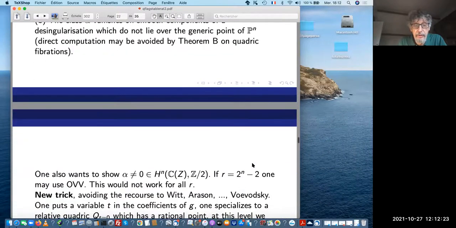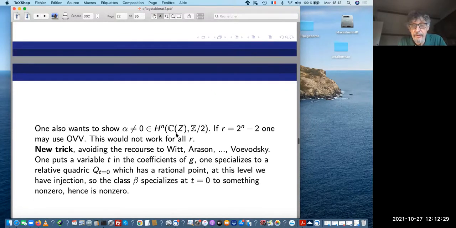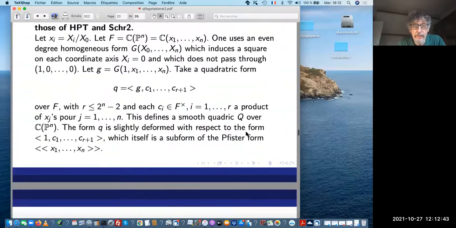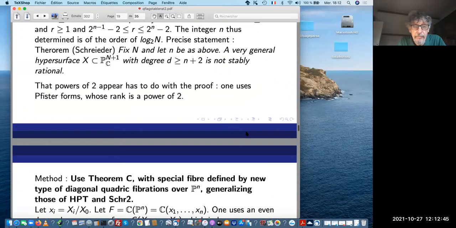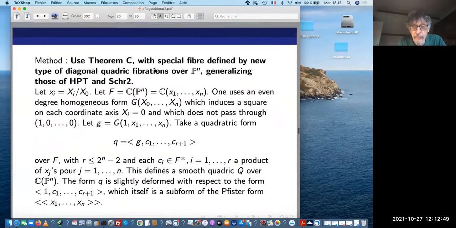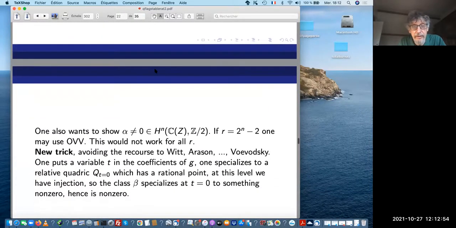Okay, and so we also want to show that alpha is non-zero. This is the other point. Okay, so here there's a new trick. This is the trick that avoids the Witt, Arason, Pfister, Wojewodzki results. So if you had r equals 2 to the power n minus 2, the top level, okay, you could use all of that at that point. But if r is smaller, well, you don't manage, okay?